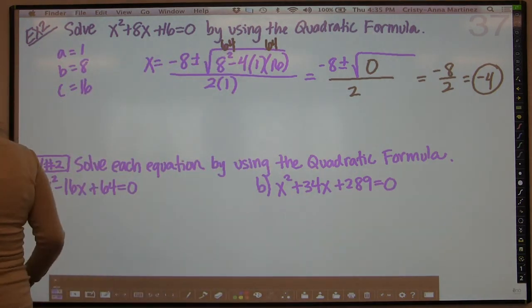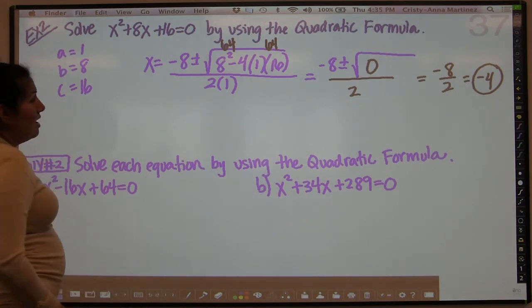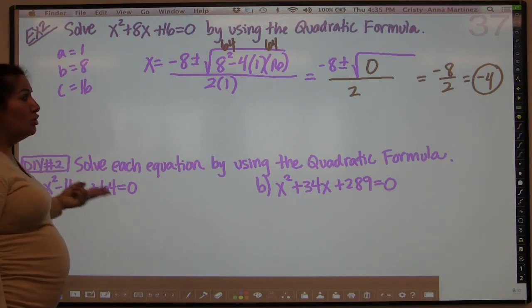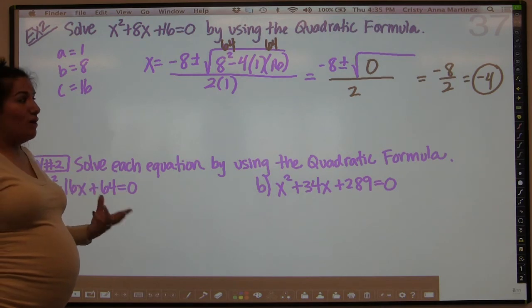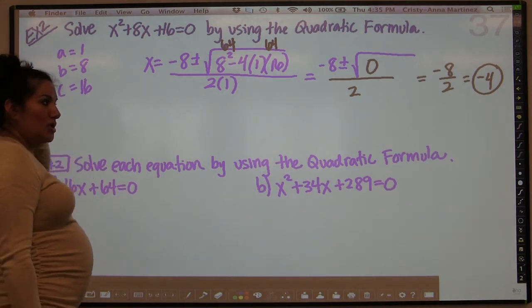So what actually ends up happening here is that because you got a 0 underneath the square root, that means that you're only going to have one rational root. In the previous case, we ended up with two answers, two rational roots. And again, a rational number is any number that can be written as a fraction, so all our normal numbers, fractions included, and our integers.